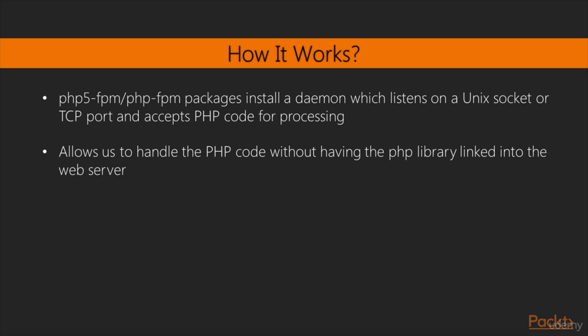The PHP 5 FPM or PHP-FPM packages on Ubuntu or CentOS install a daemon which listens on a Unix socket or TCP port and accepts PHP code for processing. This allows us to handle the PHP code without having the PHP library linked into the web server, but without requiring the overhead of starting a CGI application for each request.